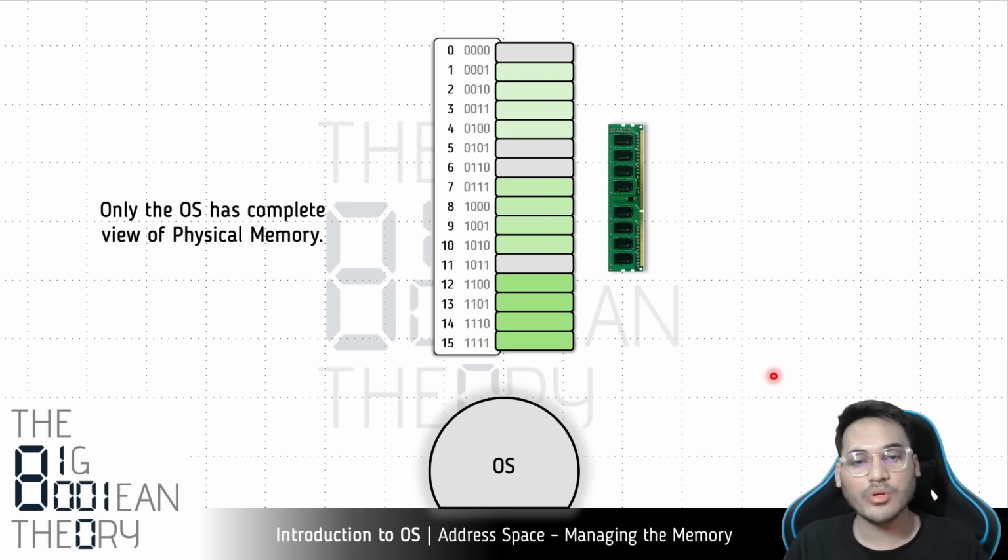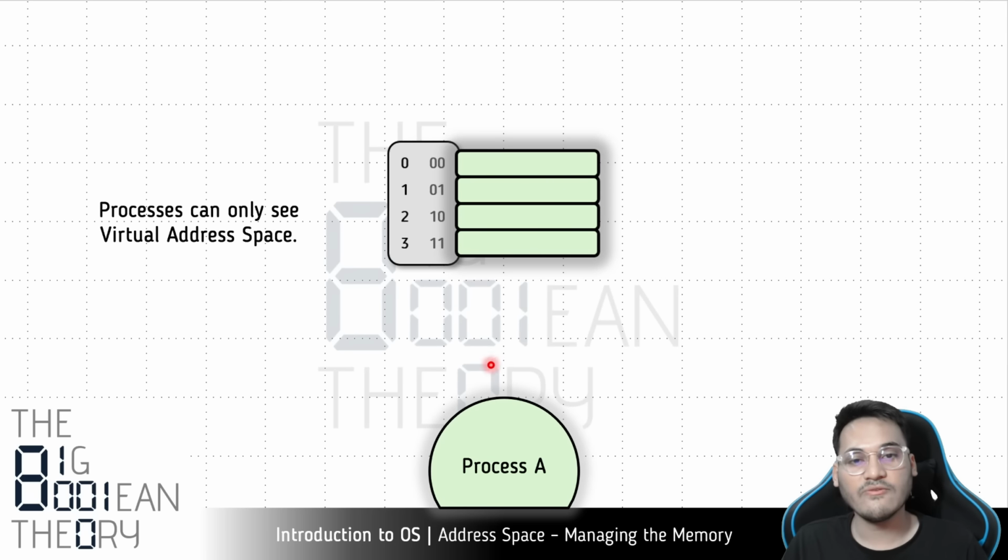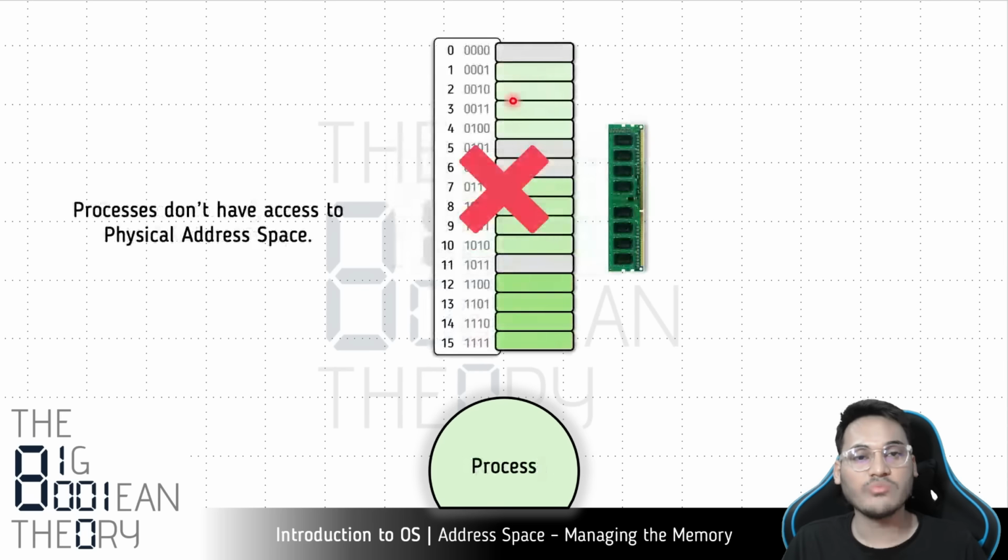Now for the individual processes, this physical address space is forbidden, so they don't have a true picture of the memory. The way they see the memory is defined by the operating system. Whatever the operating system shows them, whatever illusion the operating system creates for them, that is what will be visible to these processes. So as you can see, from process A's perspective, it only has access to these virtual addresses, and these virtual addresses lead process A to only this part of the memory.